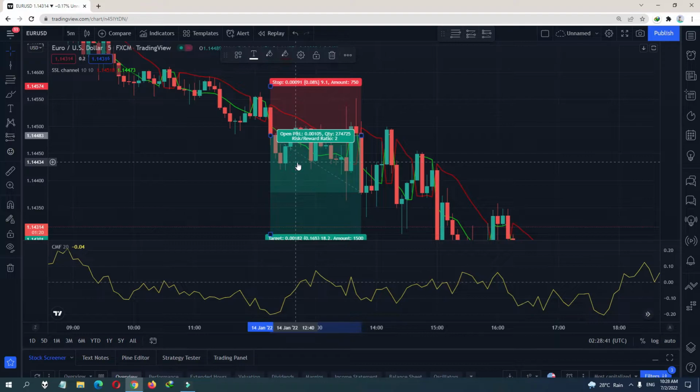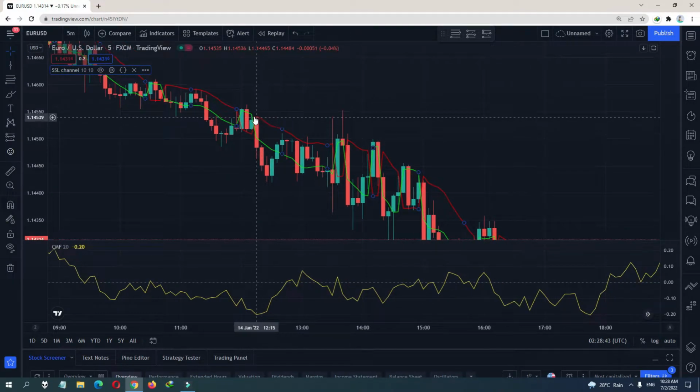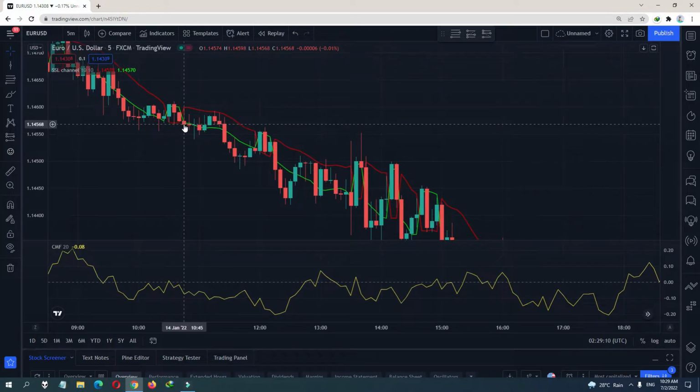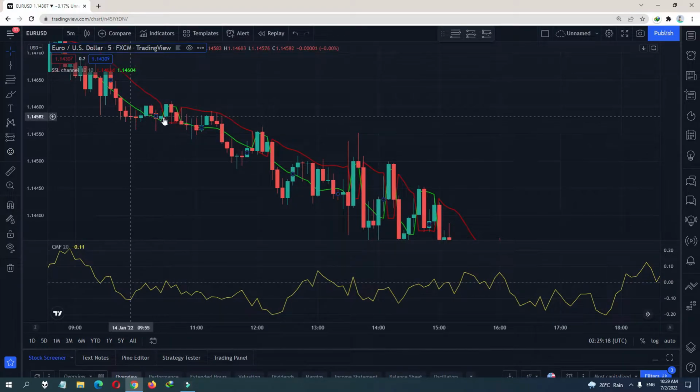And another thing: this is our entry. If the price goes above our original entry, here and here, you can enter again as long as the SSL channel doesn't flip and the Chaikin Money Flow is still below 0. So you can enter here and here, and you have a smaller stop loss. You have a signal here as well, but if you see a small candle like this, a doji, I usually don't enter a trade. The market is dead.